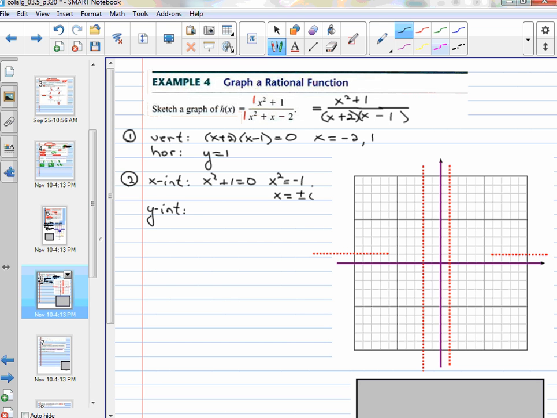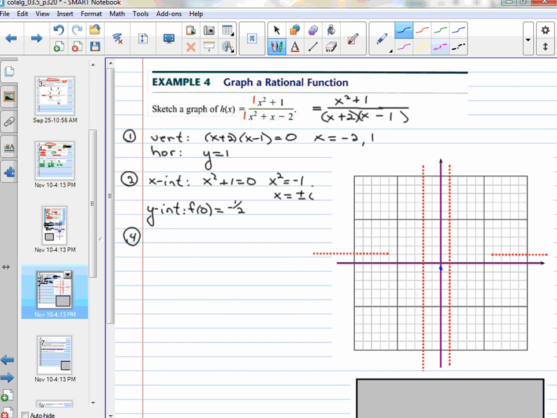Y-intercepts. What do we do to find the y-intercept? Y-intercept is where x is what value? 0. I take f of 0. I substitute a 0 into it. Well, 0, 0, 0, all those things go to 0. What do I have left? Yeah, 1 divided by -2, -1/2. There is a point at -1/2. Right there is our y-intercept. That's the only point we know so far. It was number 4 on their list.